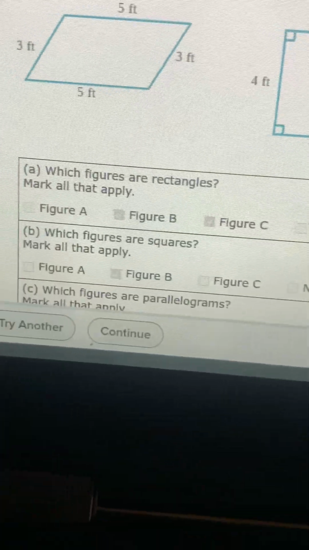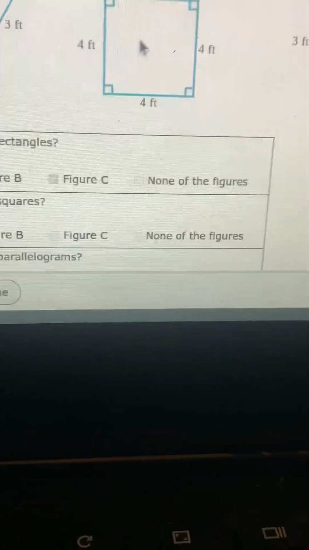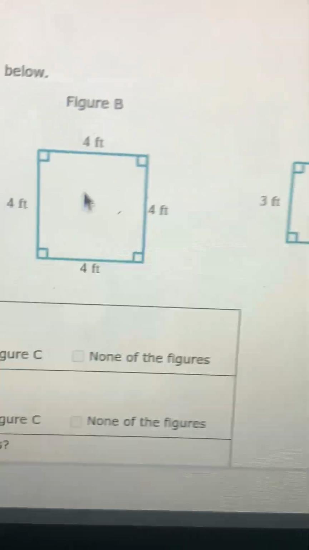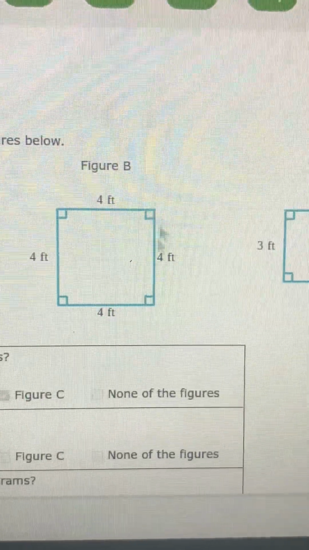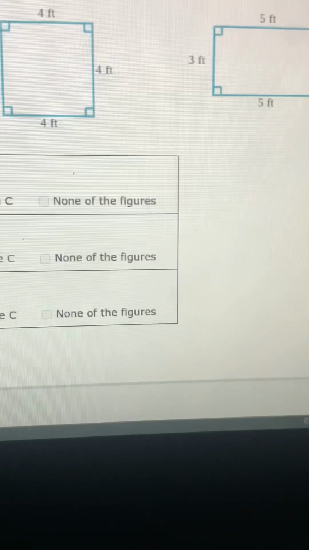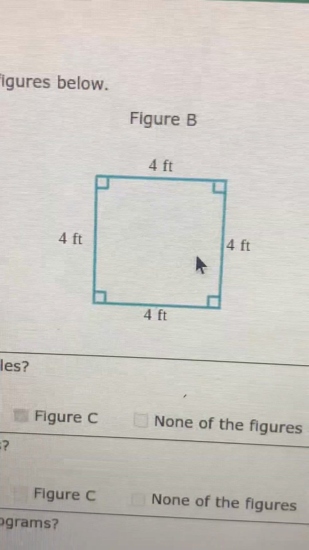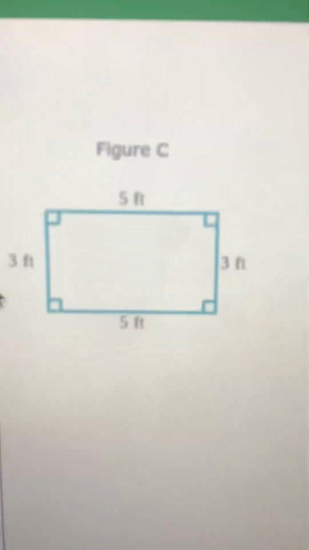Number 9. So to see if it's a rectangle, every rectangle has all right angles. So if this one has a right angle, all these, then that's a rectangle. This one is a rectangle too, because they have right angles. So it'll be B and C. Squares would be just like this, just a square. If it's long like this, it won't be a square. It won't count as a square.